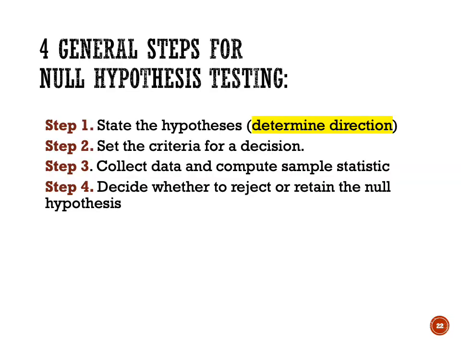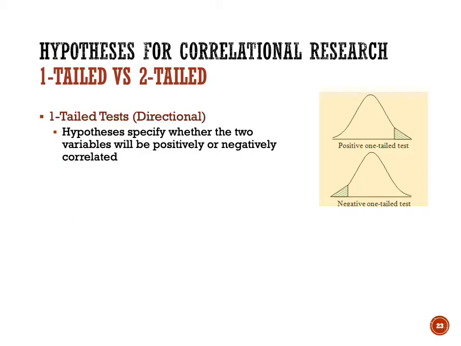So here's a reminder of our steps for null hypothesis testing. Step 1 is to state the hypotheses. And when we do correlational research, we do need to establish the direction of the hypothesis, so whether it's one-tailed or two-tailed, and I'll explain that in a little bit. Step 2, we're going to set our criteria. In other words, we're going to find the critical value, which, again, is our threshold for significance. And then step 3, we're going to have our data and compute the sample statistic. In this case, we're computing R. Step 4, we're going to make a decision about whether to reject the null or retain the null hypothesis based on our comparison of R versus the critical value.